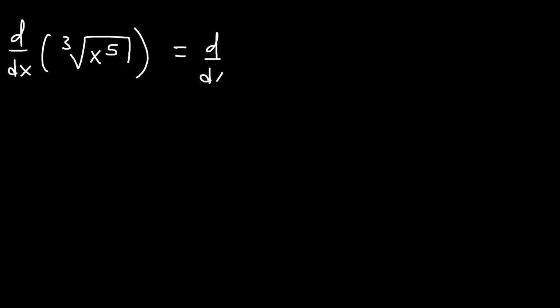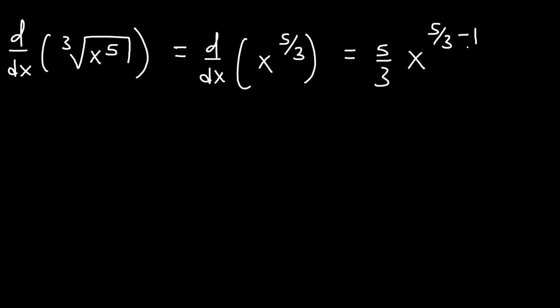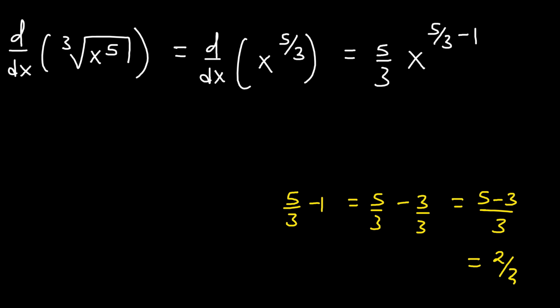Now what if you want to find the derivative of the cube root of x to the power of 5? This can also be written as the derivative of x to the power of 5 divided by 3. And if we differentiate this, we shall have 5 divided by 3 times x to the power of 5 over 3 minus 1. And 5 divided by 3 minus 1 is the same as 5 over 3 minus 3 divided by 3, which is the same as 5 minus 3 divided by 3, which is equal to 2 divided by 3. So the final answer will be 5 divided by 3 times x to the power of 2 over 3.